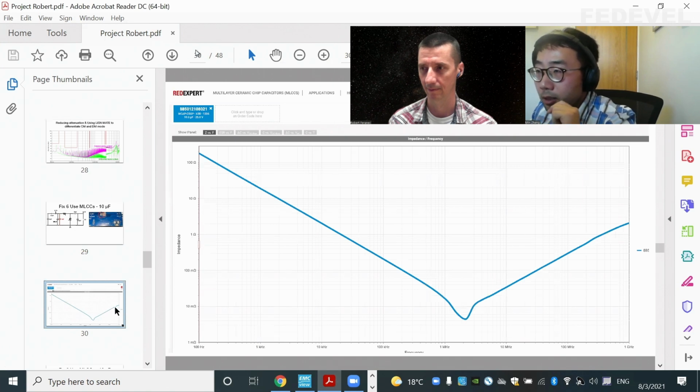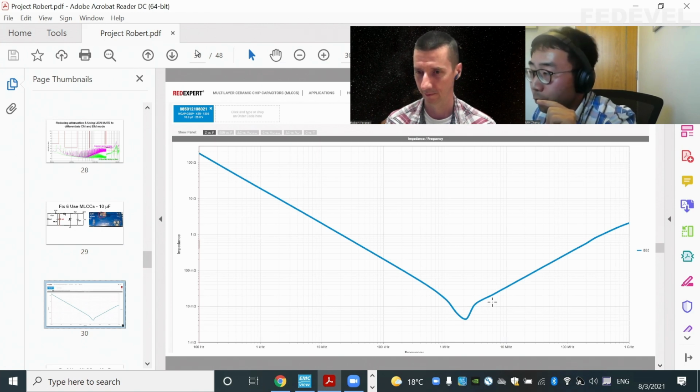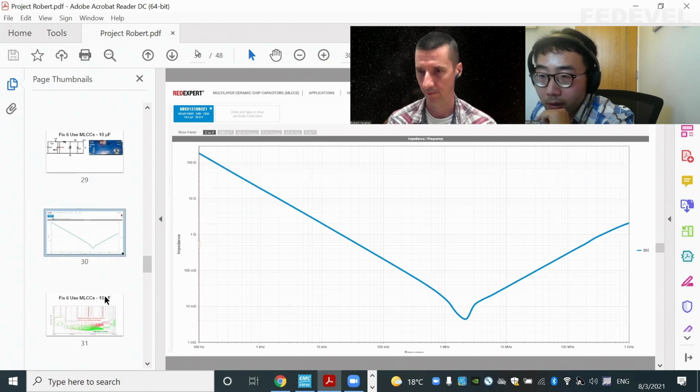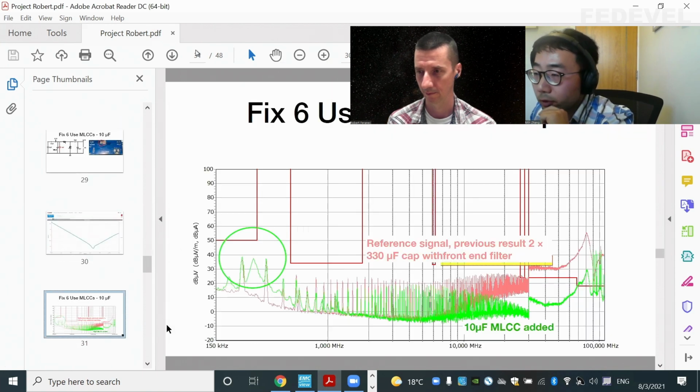And this capacitor I'm choosing is from Würth Electronics. And this is the impedance against frequency curve of this ceramic capacitor. I know that it should be very effective from 500 kilohertz to about 20 megahertz, because here you have the least impedance of this capacitor. And let's have a look at the result.